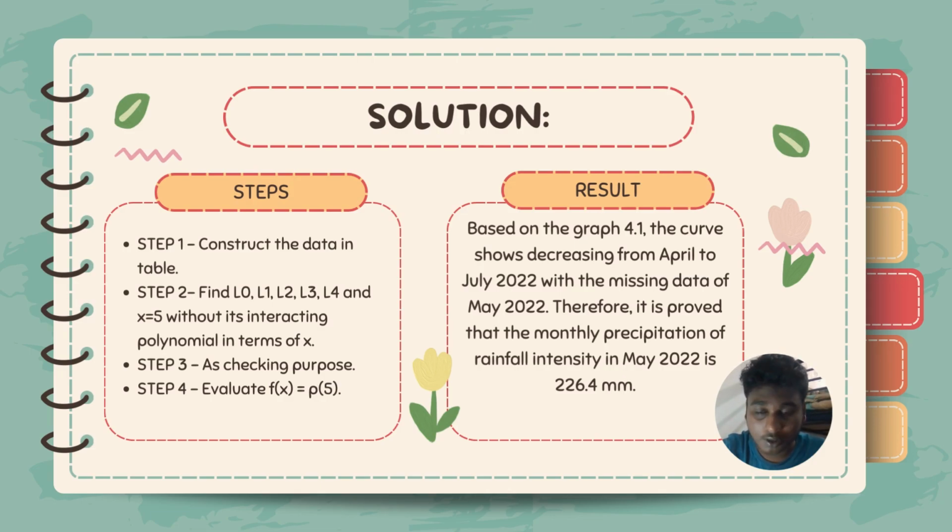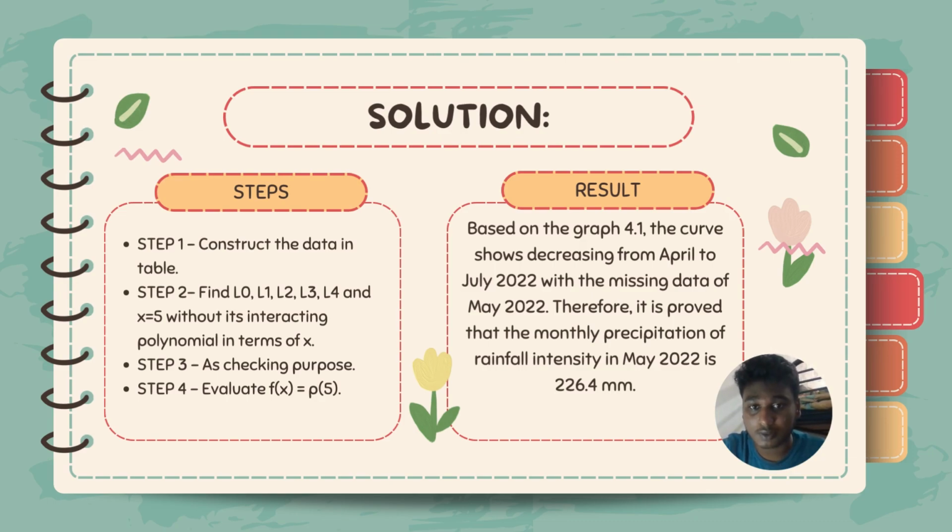Okay, step 3 is for checking purposes. That means the sum of all the constants L0 until L4 must equal 1. As a check, we got equals to 1. Then we evaluate the f(x) equation equals to P5, and you find out that it equals 226.4 mm. So that is how we find the rainfall intensity for May.